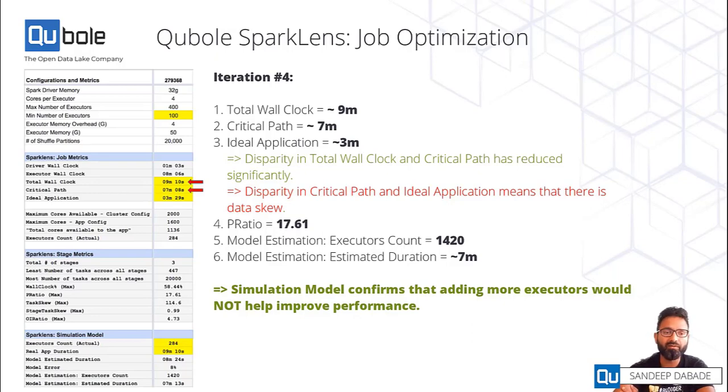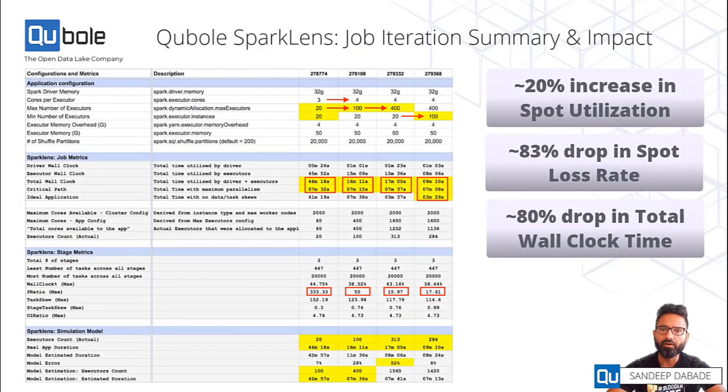We also saw that P ratio remained flat at 17 compared to 15 in the last iteration. And lastly, the model estimation confirmed that adding more resources or more executors would not help beyond this point. So this was the sweet spot that we identified for this Spark application. So here is the impact summary of all three actions on the customer's cluster and Spark application. Spot utilization increased by 20%, spot loss rate dropped by 83%, and total wall clock time reduced by 80%.